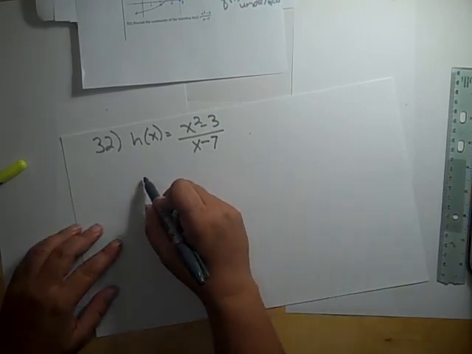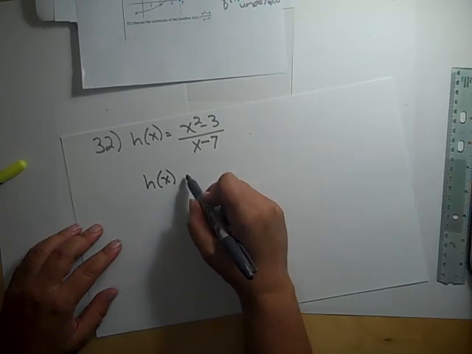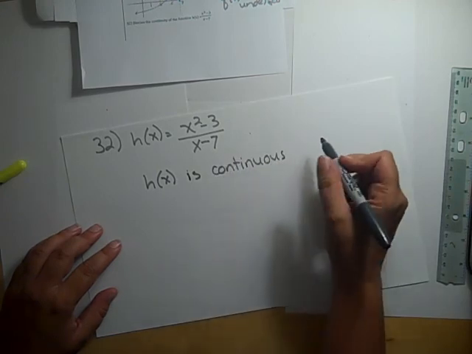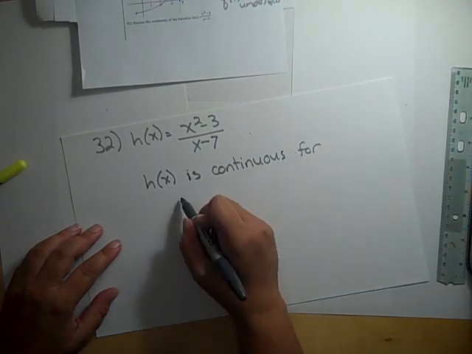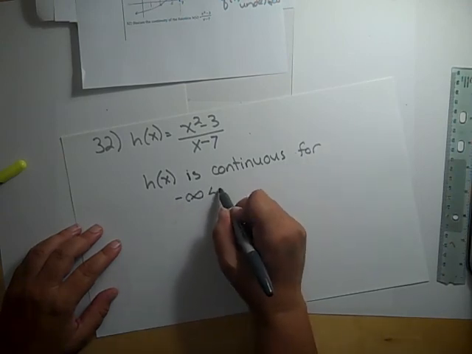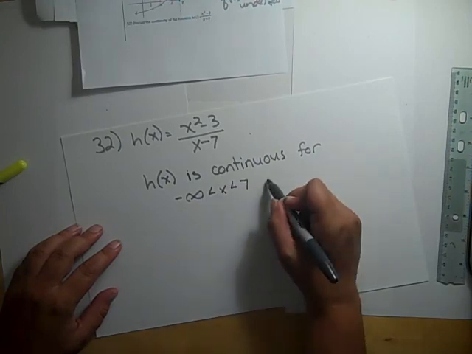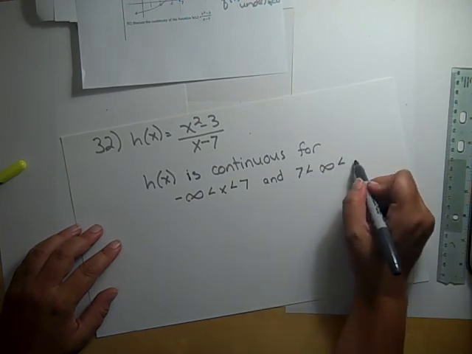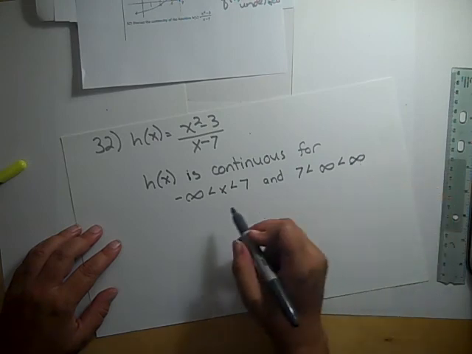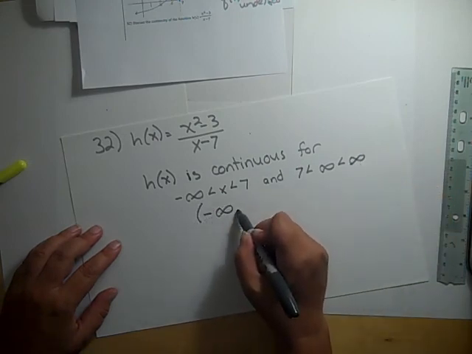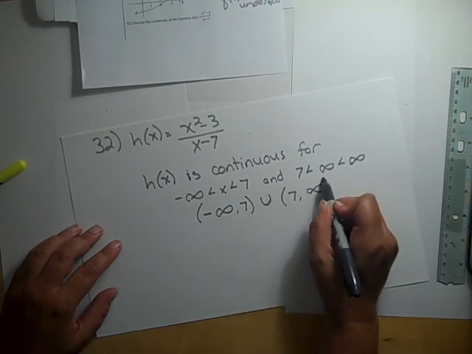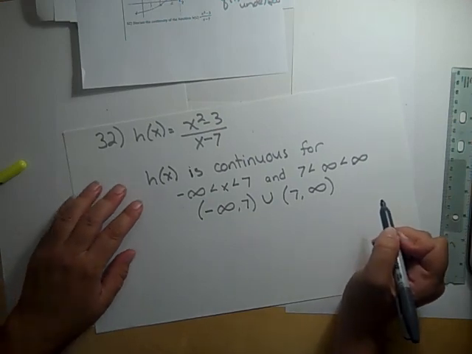So we can say that h of x is continuous for the intervals negative infinity is less than x is less than 7 and 7 is less than x is less than infinity. You can also write that in interval notation as negative infinity to 7 union 7 to infinity. So that's the first thing to discuss.